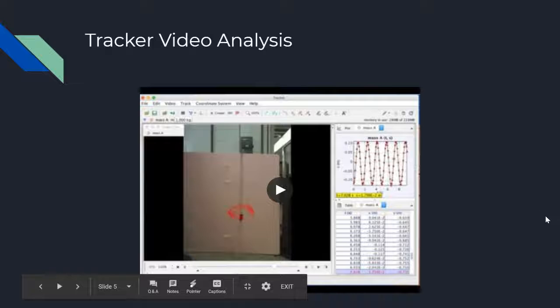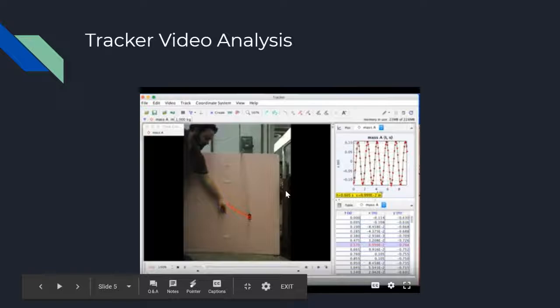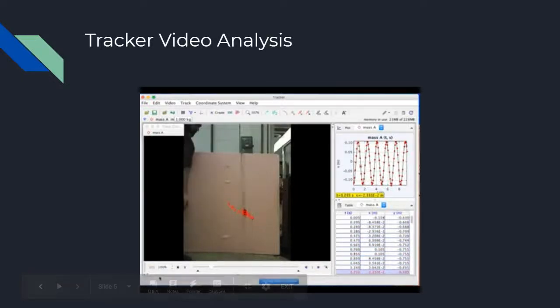Here is a video of my tracker data analysis. You can see in the top right corner the position data being plotted as a function of time. The values at the bottom of the chart were exported as a CSV file to be used in the Python code.